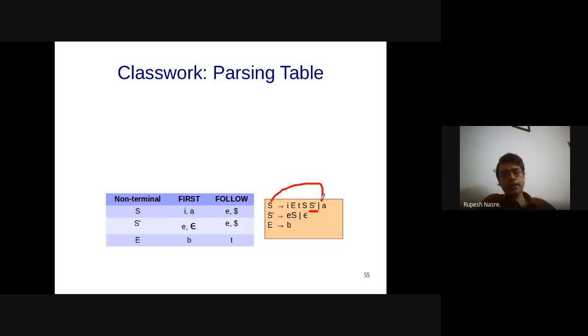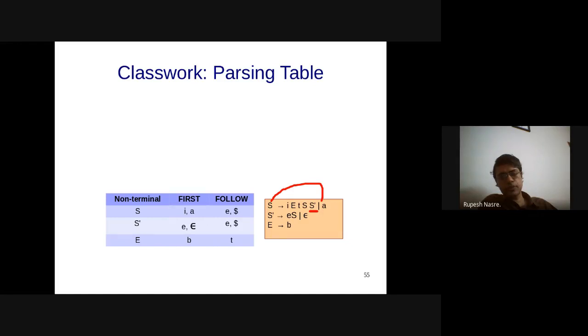matter. For example, if I say that initially I have not computed the follow set of capital S, which means that it is empty, and I derive the follow set of capital S prime, I'll not get anything because follow of S is empty, and therefore follow of S prime will also be empty, right? Then when I go to capital S and derive its follow set, I find out that E and dollar both are in the follow set of capital S. At that time, I have to go back and update the follow set of S prime.